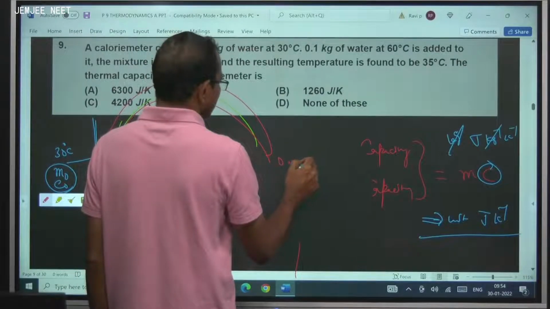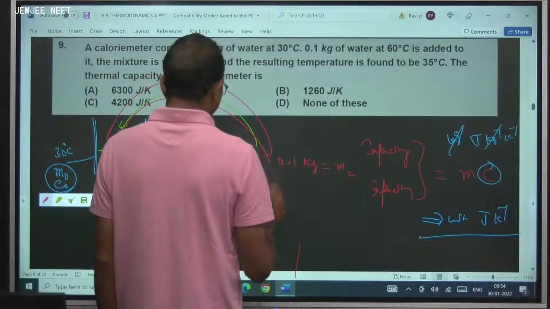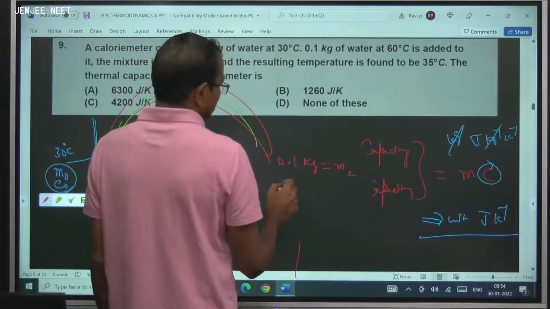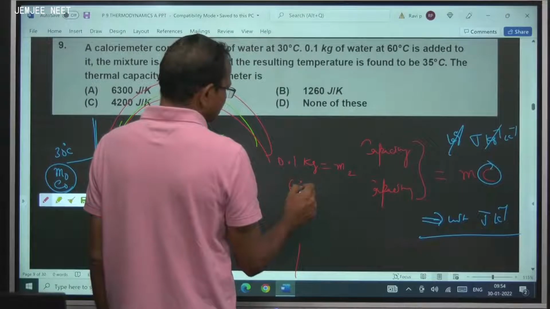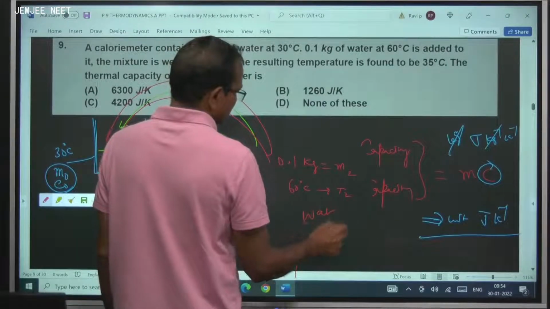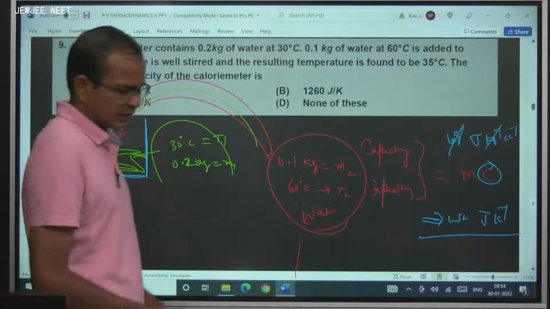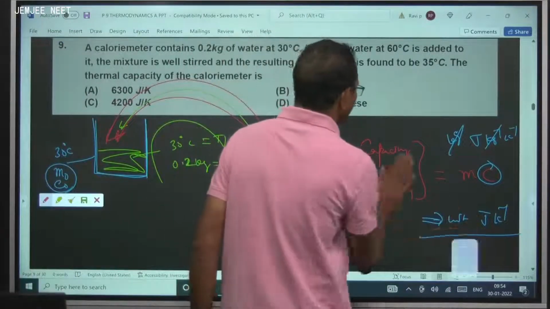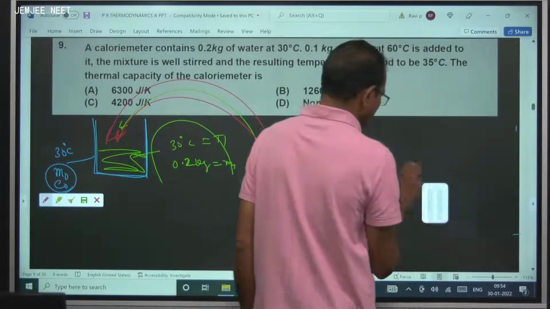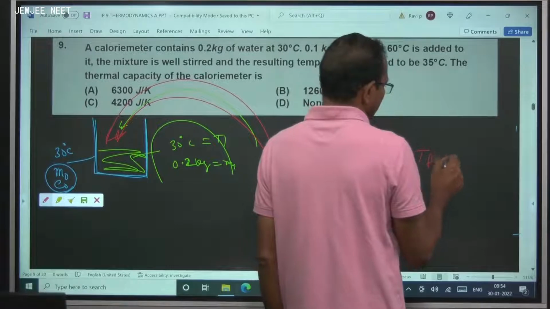0.1 kg, M2, 60 degrees Celsius T2, again water, you want to add it. Good, you have added it. After adding, what is the final temperature? What's your final temperature? T final is 35 degrees.